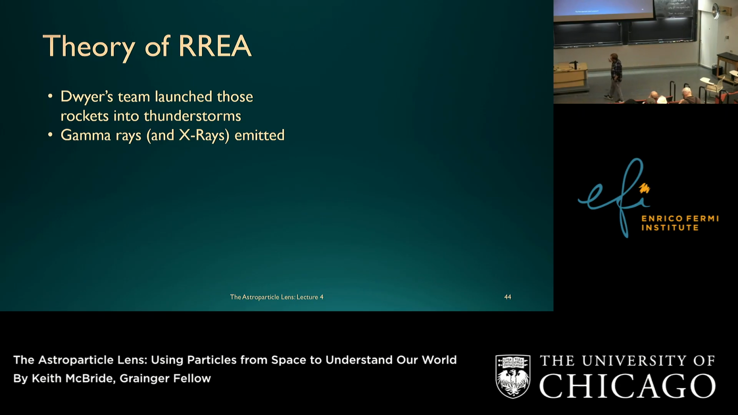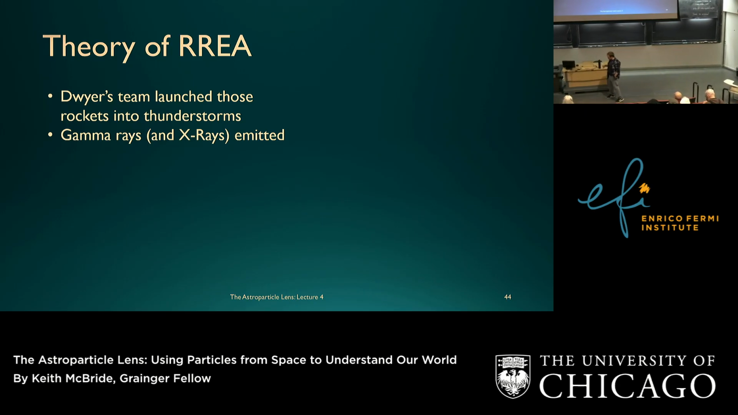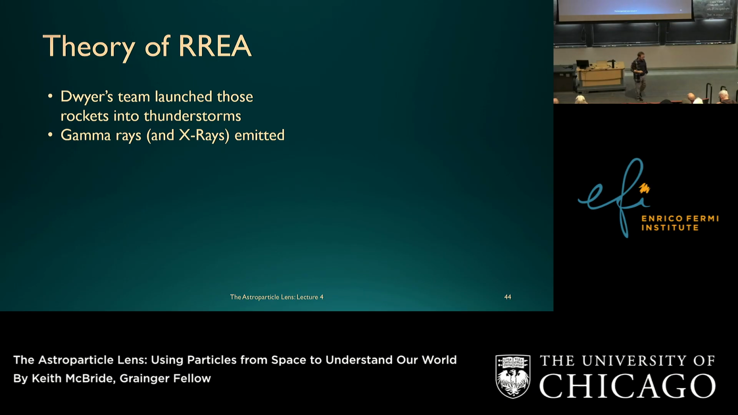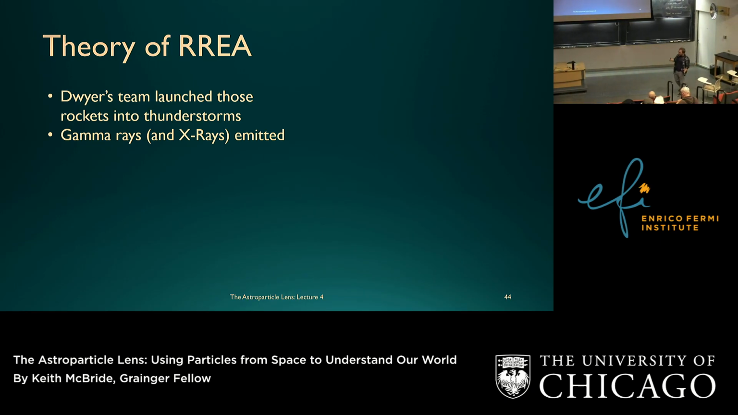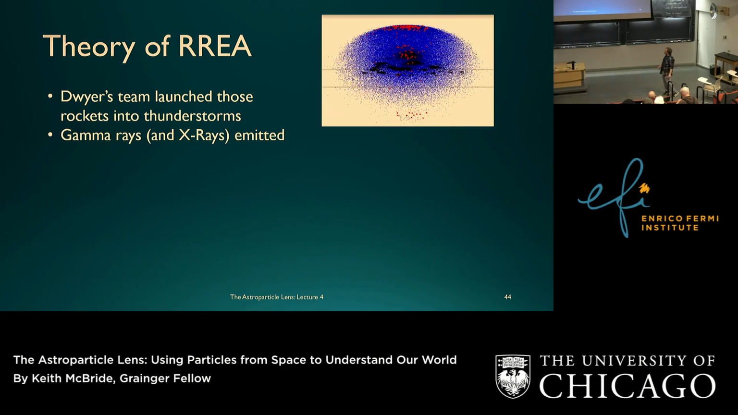So one of the other aspects of this research, of this theory, is that if this is happening, you should also be getting gamma rays and X-rays. And that was one of the main motivators to launch the wires and rockets into the clouds to trigger the lightning to measure those gamma rays and X-rays directly, right?